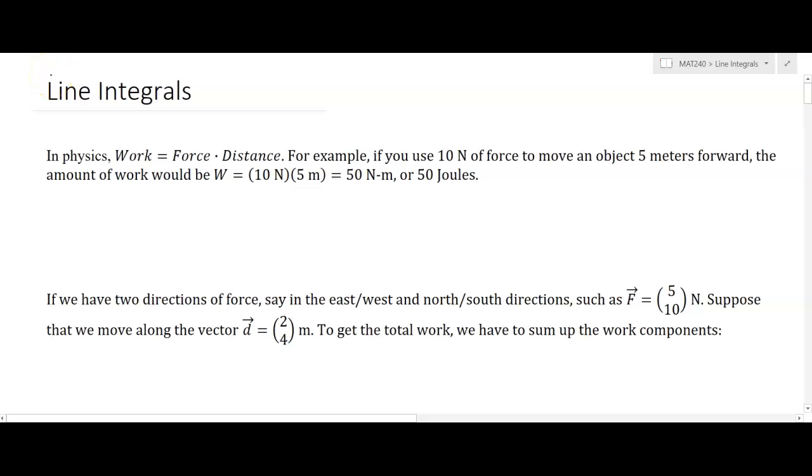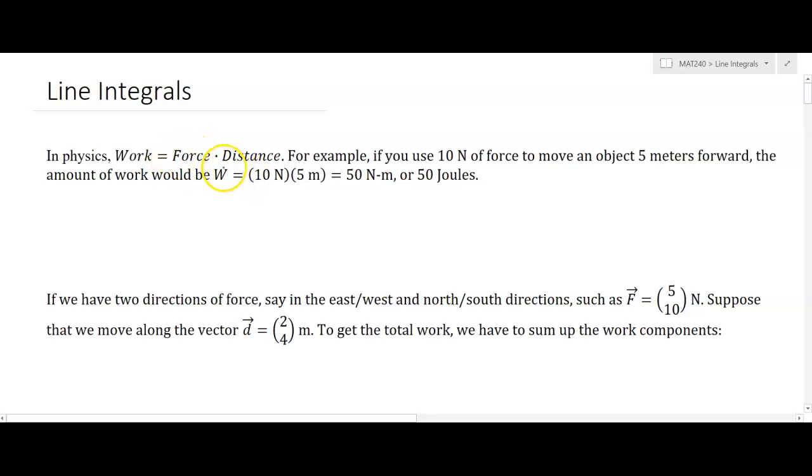Welcome. In this video lesson, we are going to introduce the notion of a line integral, which is actually very fundamental in applications like physics. So before we get started with the line integral, let's motivate this by looking at an application in physics called work. So work is a measure of how much energy is exerted in order to complete a task, for example.